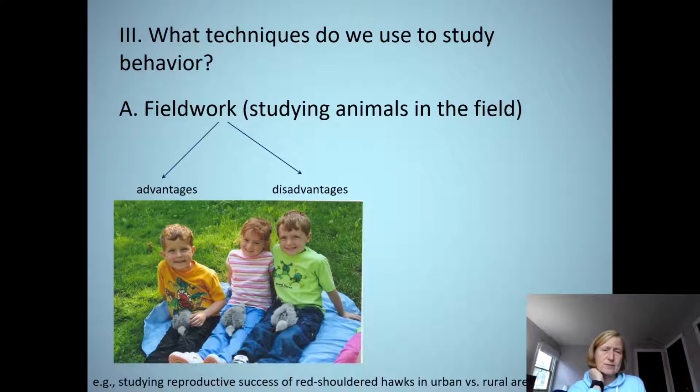So for example, my sister studies reproductive success in urban versus rural red-shouldered hawks. And these are my kids when they were really little. My triplets each had a baby red-shouldered hawk that they had taken down from a nest. My sister had taken down from a nest to weigh and to get some blood work on. This kind of thing, when you're looking at how successful urban versus rural red-shouldered hawks are at reproducing, you can't do this in the lab, right?